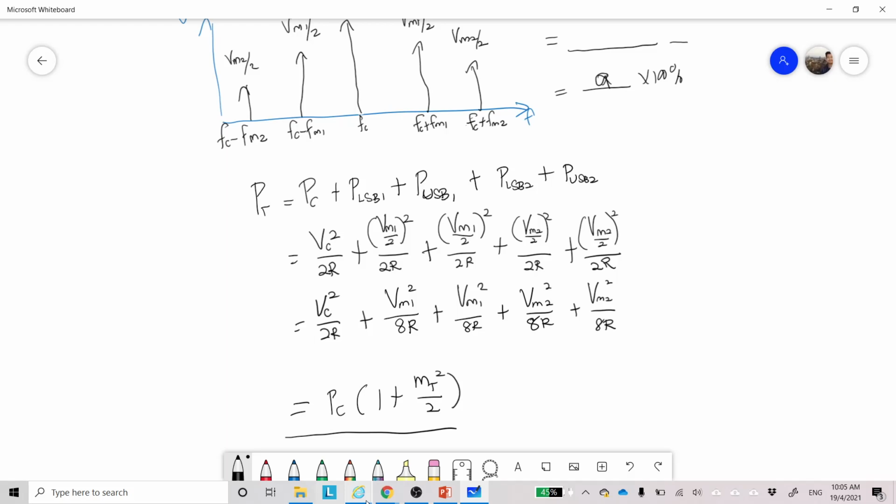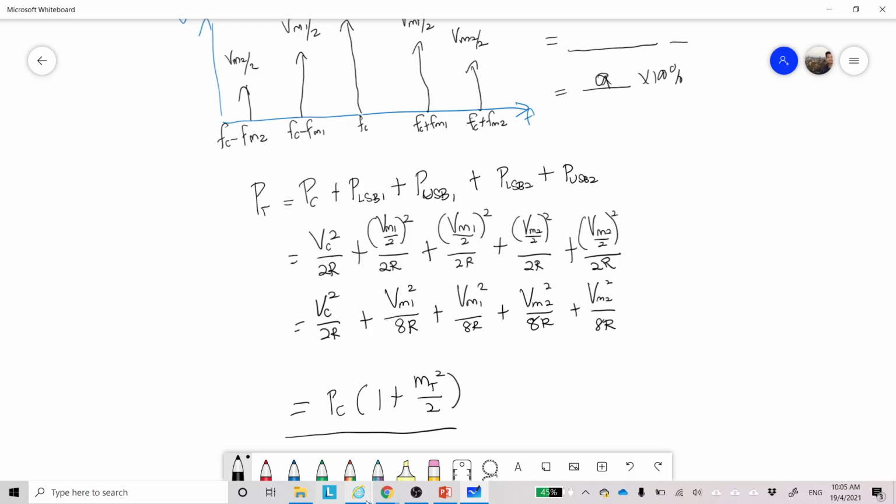And only for the double sideband full carrier, you can use this equation. Hanya untuk double sideband full carrier sahaja, you boleh menggunakan equation ini. Untuk double sideband full carrier yang lain, you tak boleh menggunakan equation ini. Okay, you tak boleh gunakan equations, sorry. Okay, for other than double sideband full carrier, it is safer to use these fundamental equations.